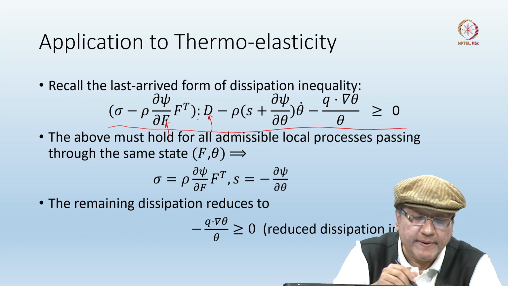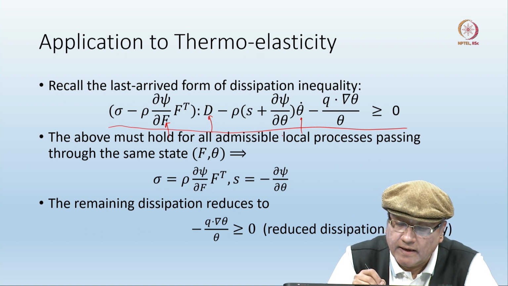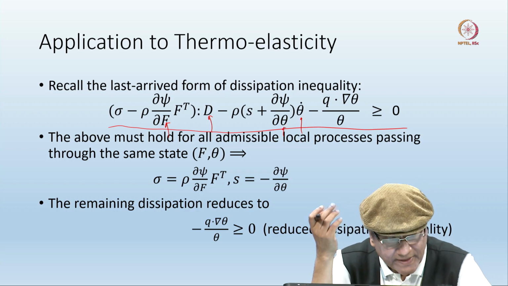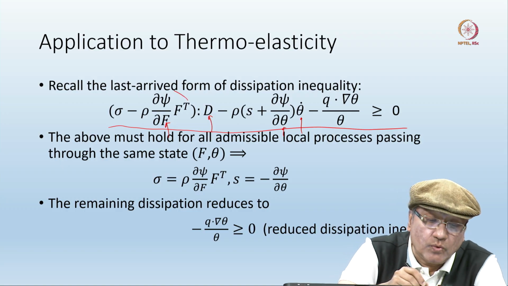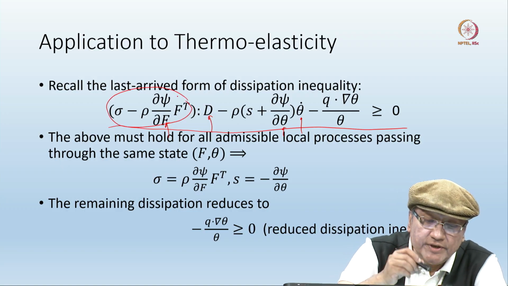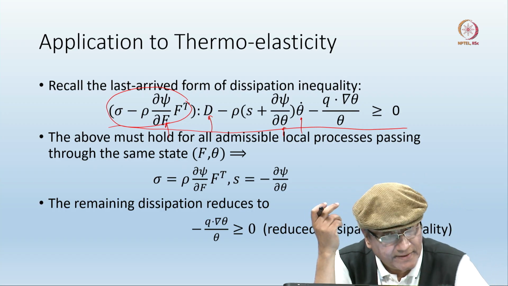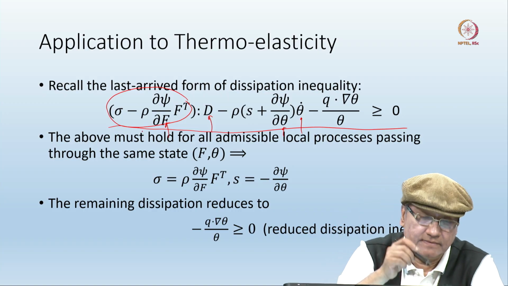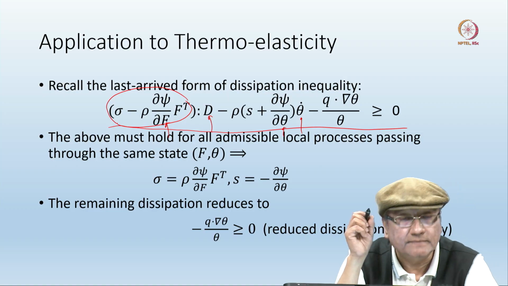So, what does independently specifiable mean? Theta dot and theta are independently specifiable, correct. What does it mean? That means that this quantity, which is the coefficient of that rate, must vanish. Why? Suppose it does not vanish, it is something else, it is non-zero, this circled thing.